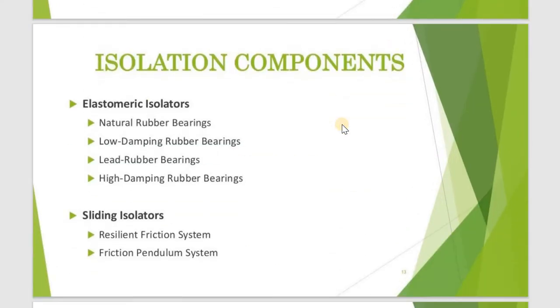The isolators are of some types. This is anyway not given that much in your syllabus, but you need to have an idea about this. There are two types: elastomeric isolators and sliding isolators. Elastomeric means we will have some fabric-like material, some spring-like arrangement. Sliding isolators are of some other type, where some external force, external methods will be given.